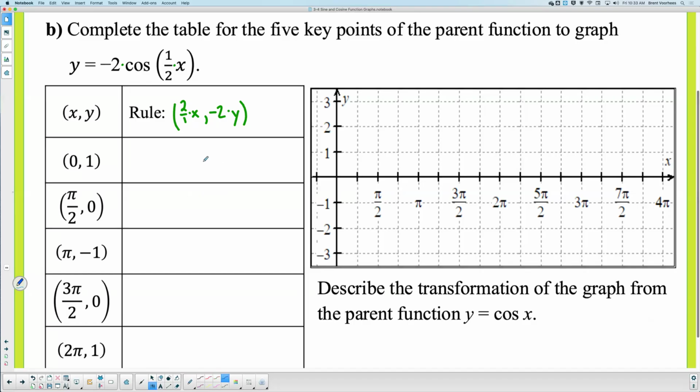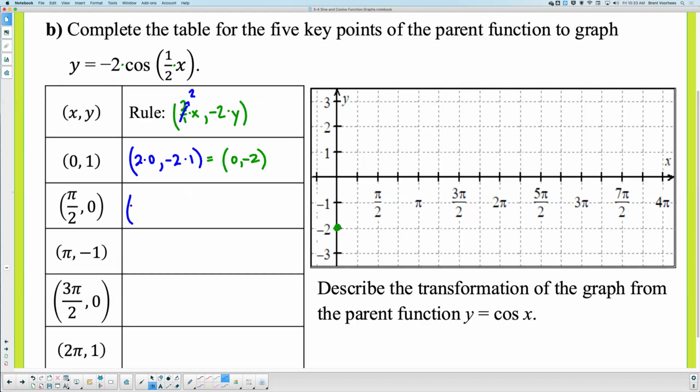So let's go through and fill our points. So our x gets multiplied by 2. You don't have to do 2 over 1. 2 over 1, simply put, is 2. So x gets multiplied by 2. Y gets multiplied by -2. What is 2 times 0? What is -2 times 1? -2. So we plot that point.